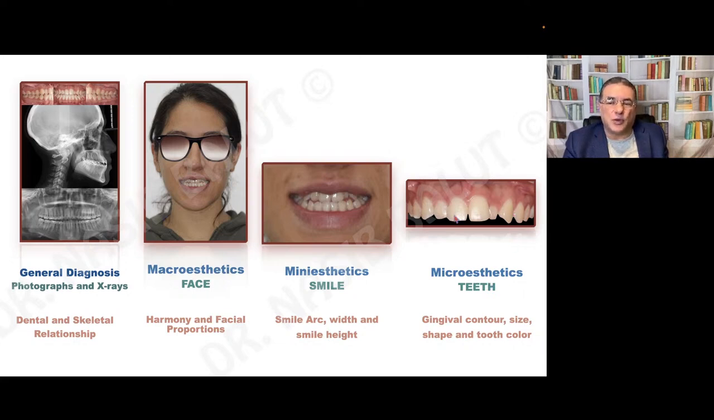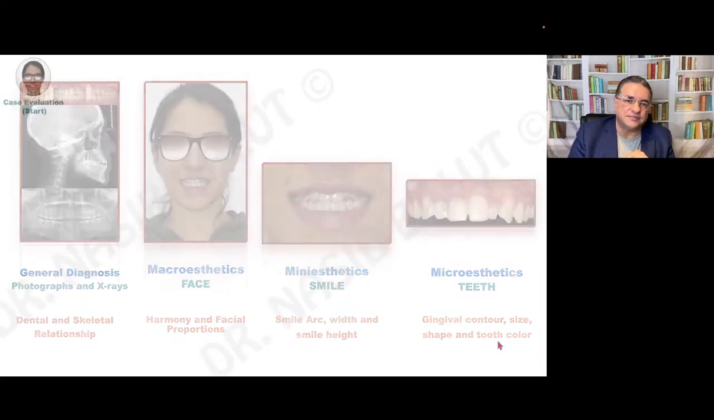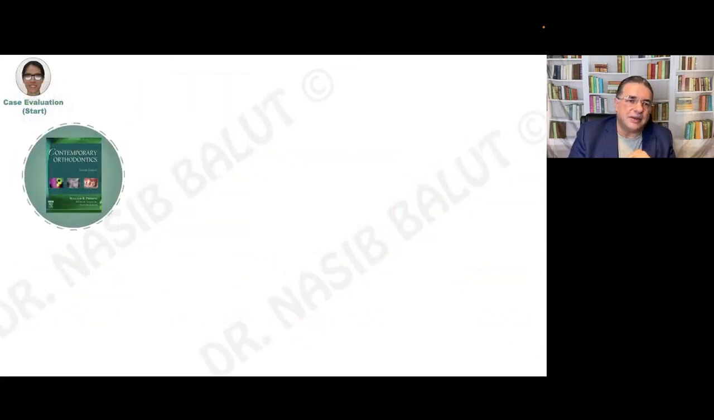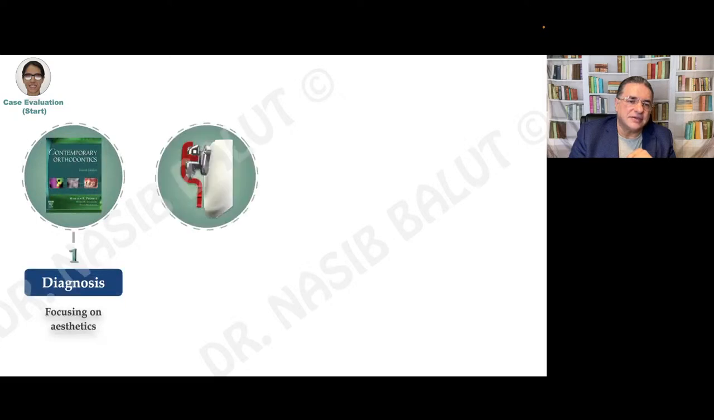If I want to end up with a nice smile aesthetic, we have to consider the gingival contour, the size, shape, and tooth, and even the color. Sometimes we have to reveal the incisal edges once we level and align to improve bracket positioning and improve the smile aesthetics. So let's start evaluating the case.